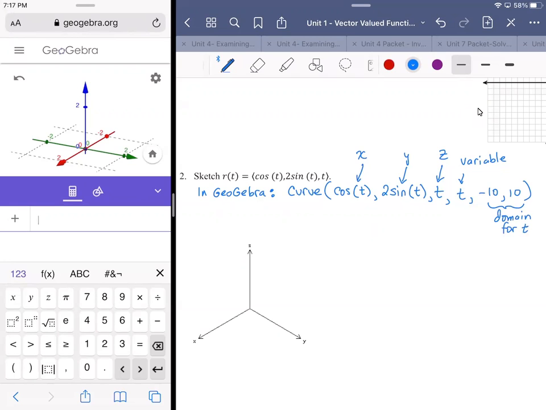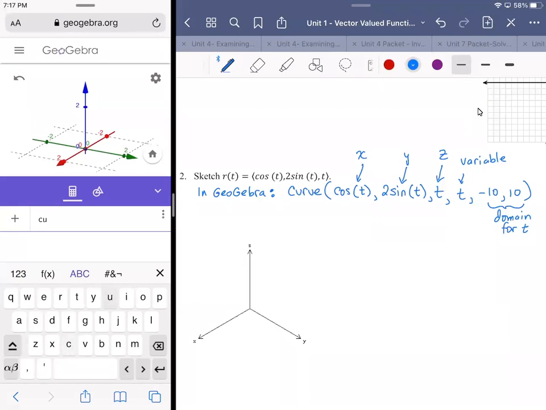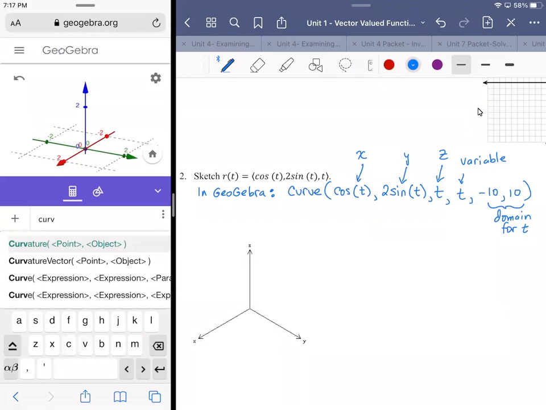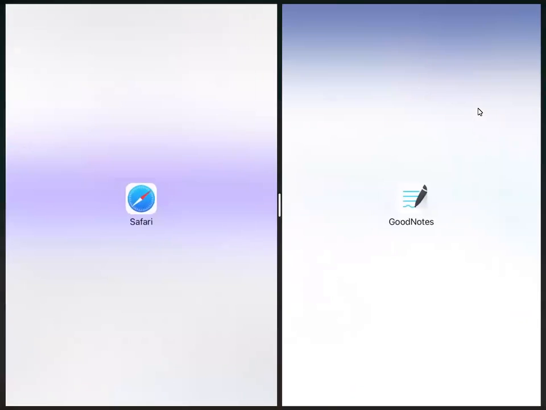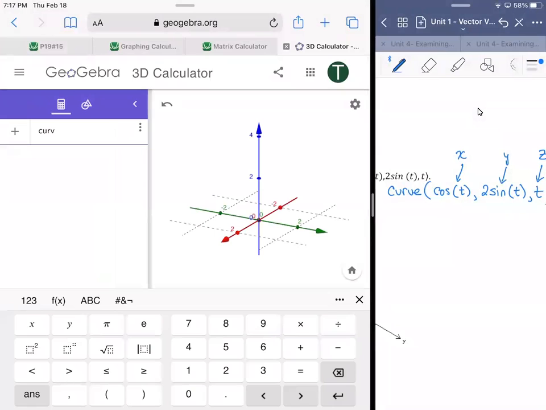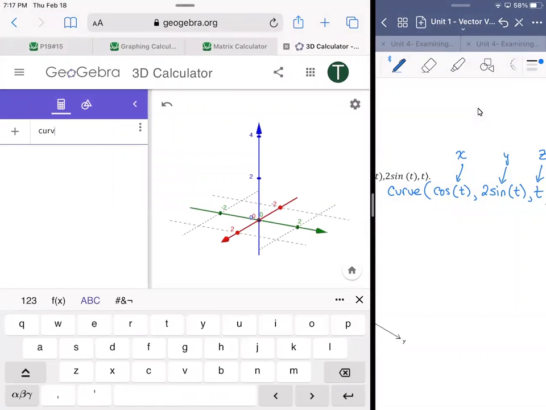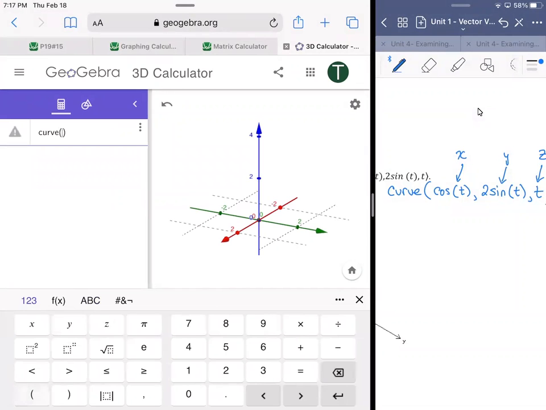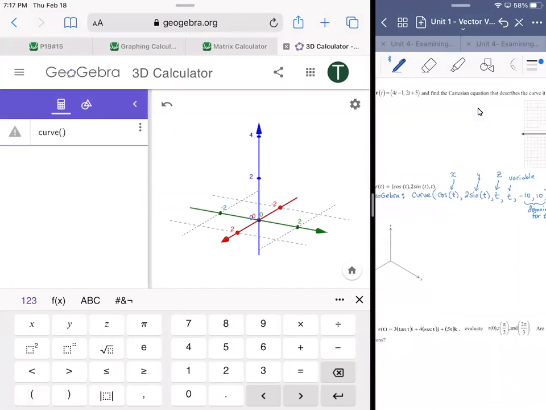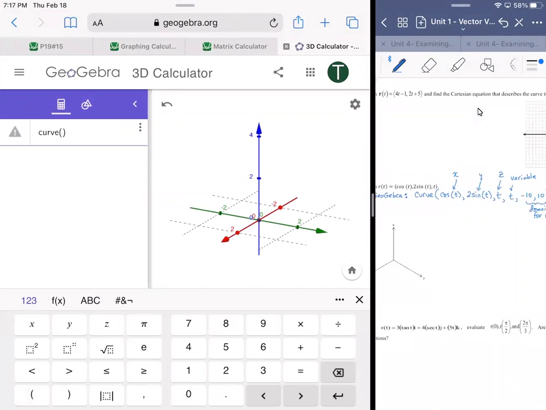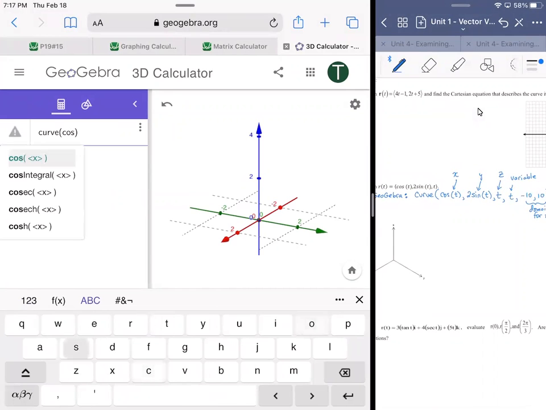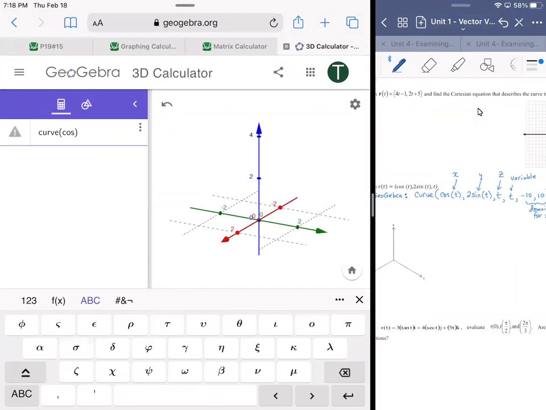All right. So curve. And again, you see what happens there. I get boxed out by the things, so I have to expand my window. Curve, open parens, cosine of t. Just type it in, but parens on the t.